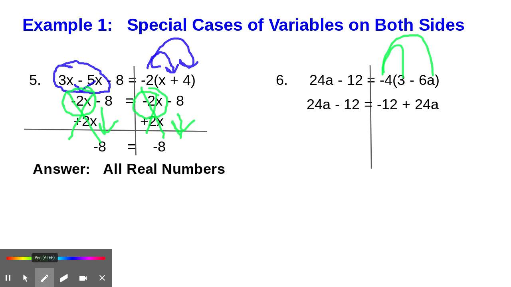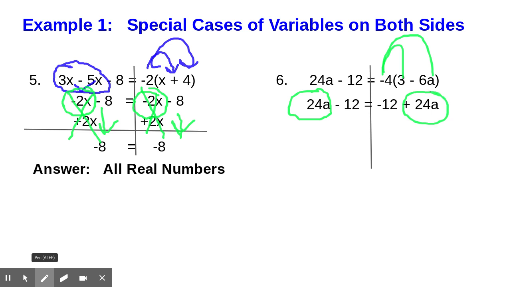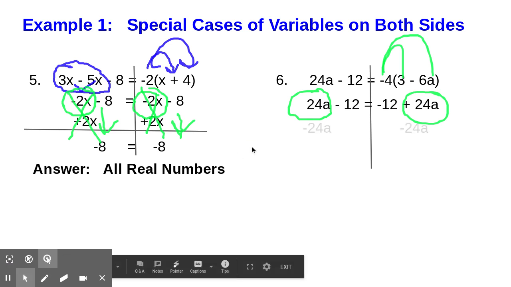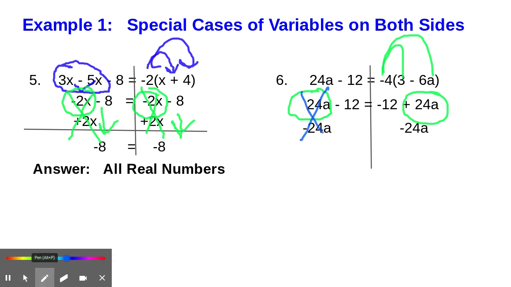Next step, baby bear, mama bear, because I can't combine anything else on my left side. I can't combine on my right side. So my next step is to get rid of those 24a's. Well, 24a and 24a look like they're the same, so I am going to take the -24a to both sides. And what happens when that occurs? They cross out. And then you bring down your -12s.